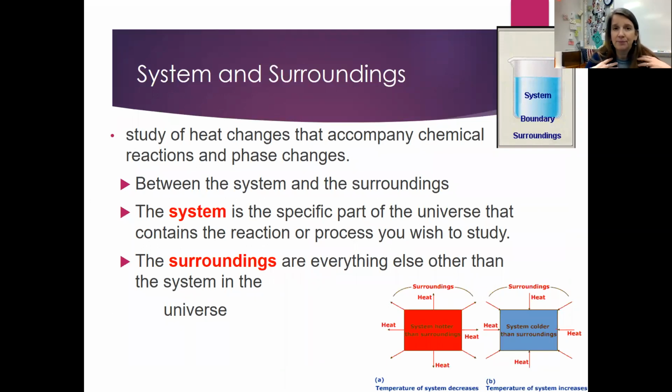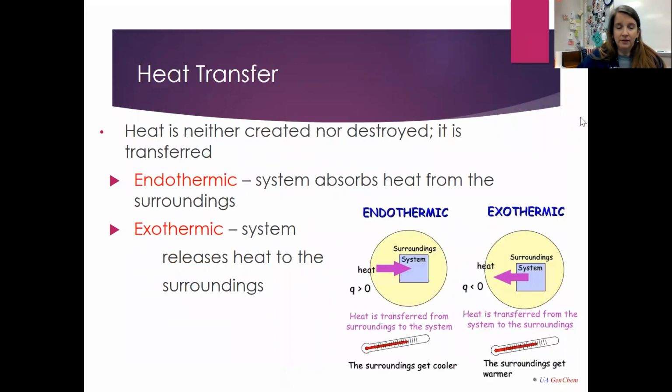So it could be us, ourselves, it could be our lab tables, our kitchen counters, it could be the glassware that the reaction is taking place in. Anything that's not the actual reaction is the surroundings. So when we're talking about heat transfer, again, that's the heat flow going from the warmer object to the cooler object. And we have two terms that we use specifically in regards to chemical processes, and that's going to be endothermic and exothermic.